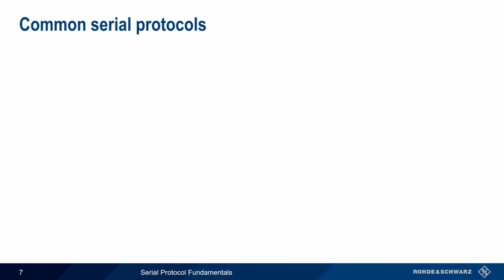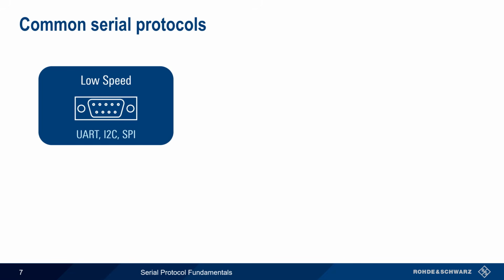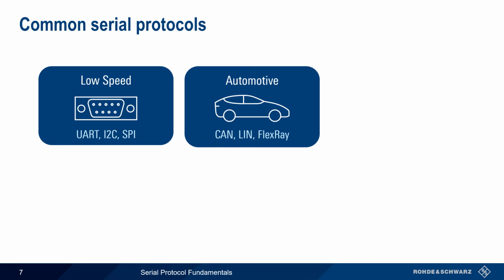Serial protocols are often grouped into families. The traditional low-speed serial protocols are UART, I2C, and SPI, and we'll be covering these in much more detail in the remainder of this presentation. Another common group of protocols are the so-called automotive protocols used in many vehicles. This group includes CAN and its variants, LIN, FlexRay, etc.